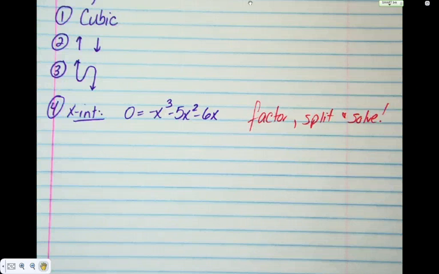Factor, split, and solve. That's why we did the factoring yesterday, and the stuff the day before, in order to do the factoring. It all comes down to this. It's just to be able to draw the graphs. Okay, how do we factor a cubic?